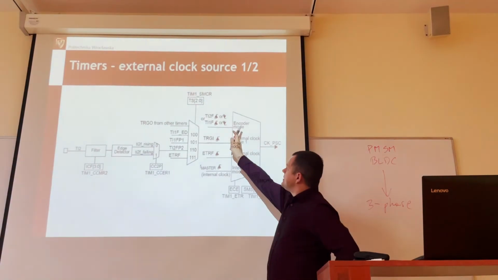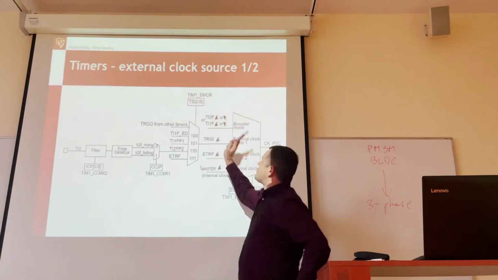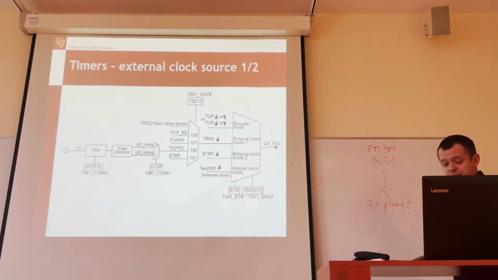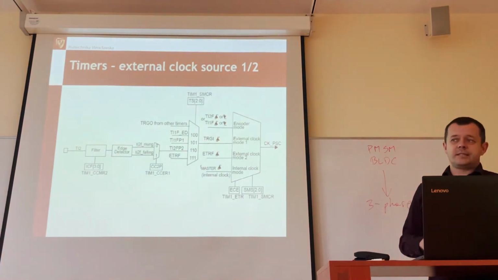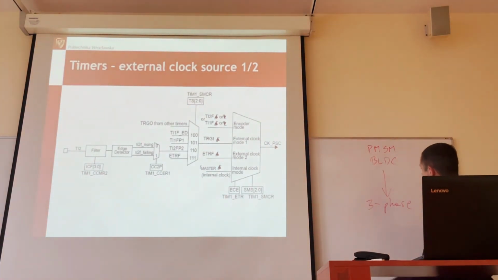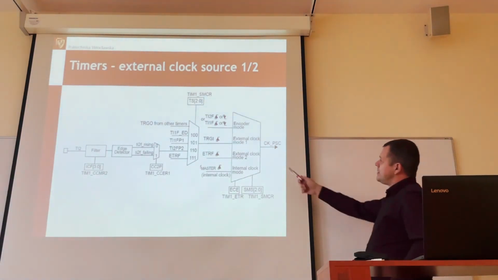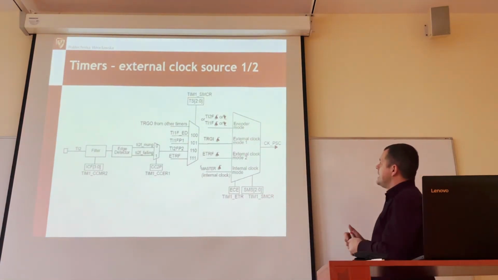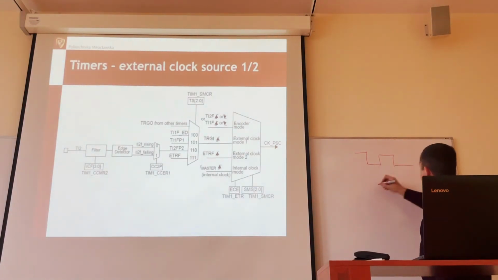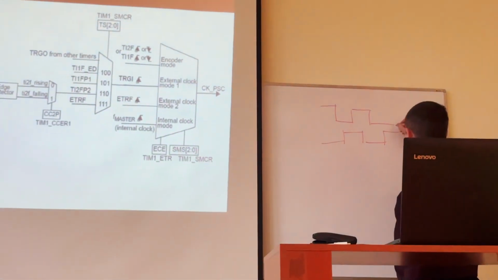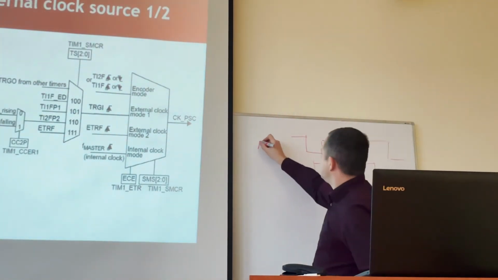Maybe we'll not analyze everything. I'll just point out this nice extension. This is the so-called encoder mode. It's a feature that is not always present, but quite useful in practice, especially for BLDC and PMSM, but not only for that. Encoder mode means that the timer automatically counts this kind of signal. What's this? This kind of signal.